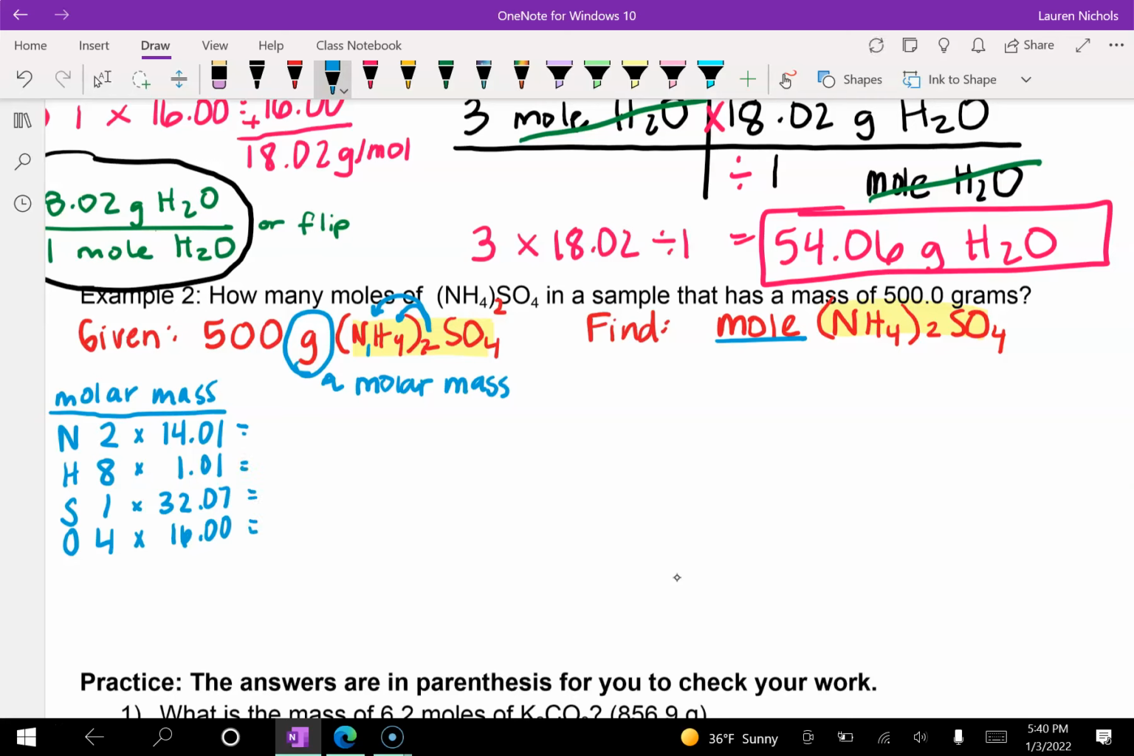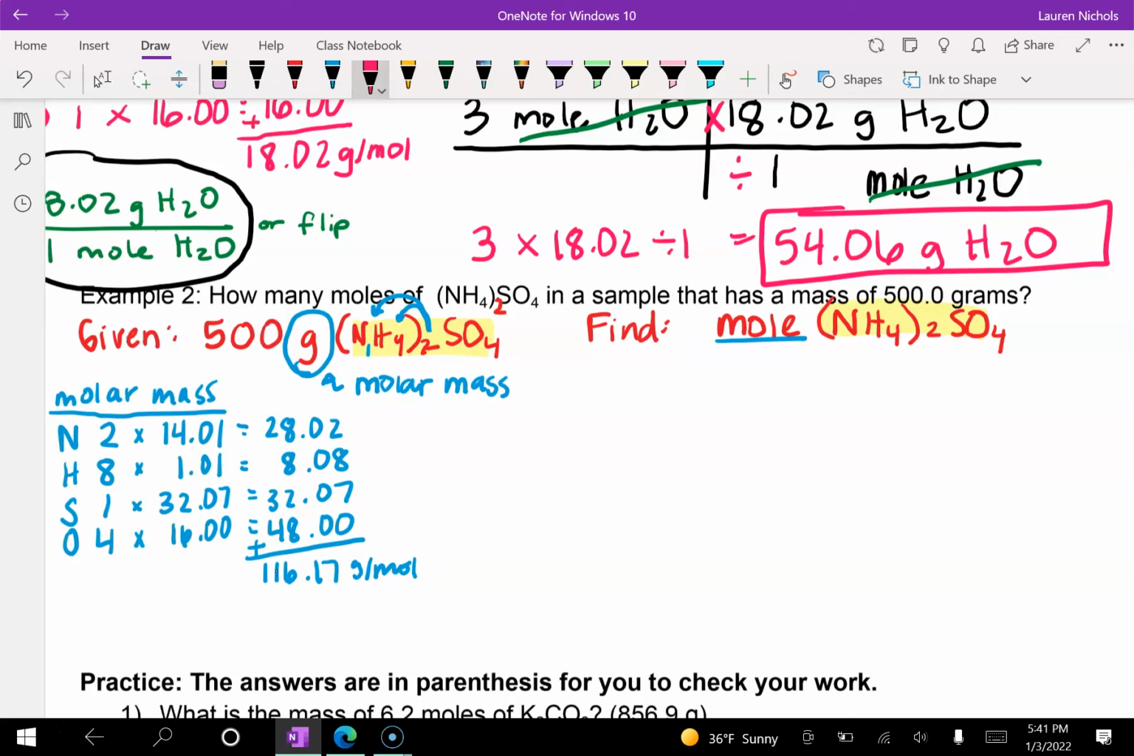So when we multiply across, we're going to get 28.02, 8.08, 32.07, and 48.00. And we combine them all together, and we get 116.17 grams per mole as our molar mass.